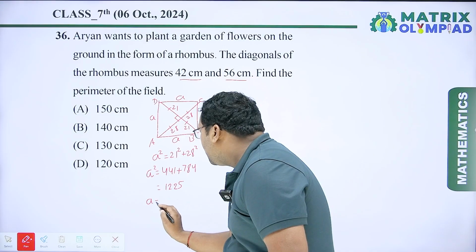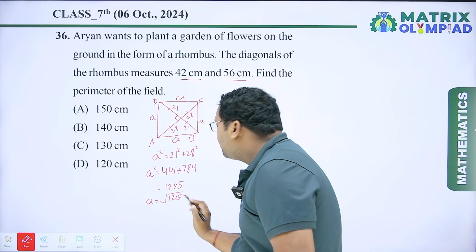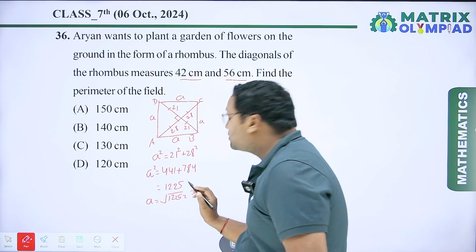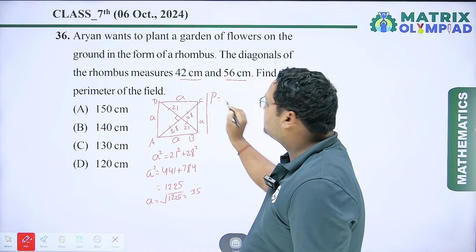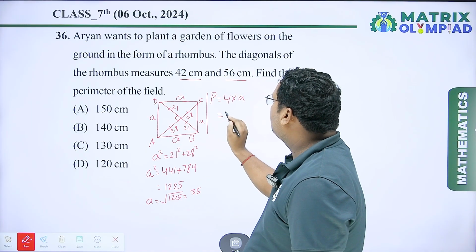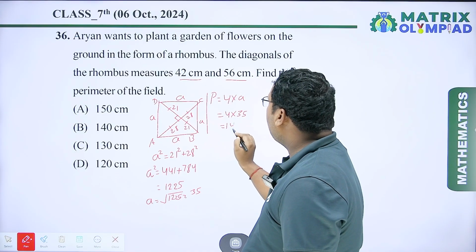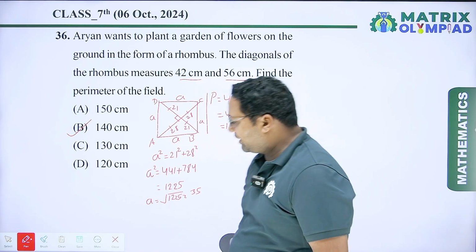So A equals the square root of 1225. Square root of 1225 is 35. So the side of the rhombus is 35, and we know the perimeter of a rhombus is P equals 4 into side. So it is 4 into 35, that is equal to 140. So the correct option is B, 140 centimeter.